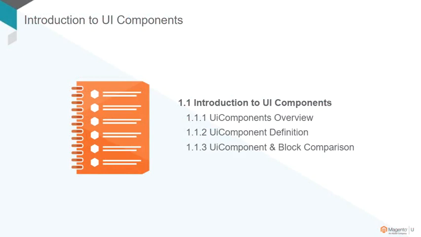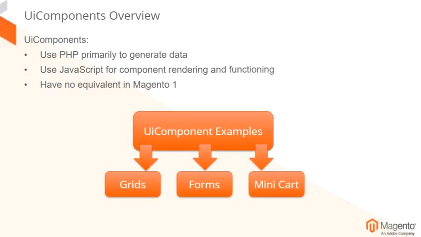Section 1. Introduction to UI components. UI components use PHP primarily to generate data. They use JavaScript for component rendering and functioning. Some examples of UI components are shown on the slide. In Magento 2, UI components also use PHP, but primarily for generating data for the component. The most important aspects of component rendering and functioning are done in JavaScript. In this course, we will discuss JavaScript only as it relates to UI component architecture and the back end.